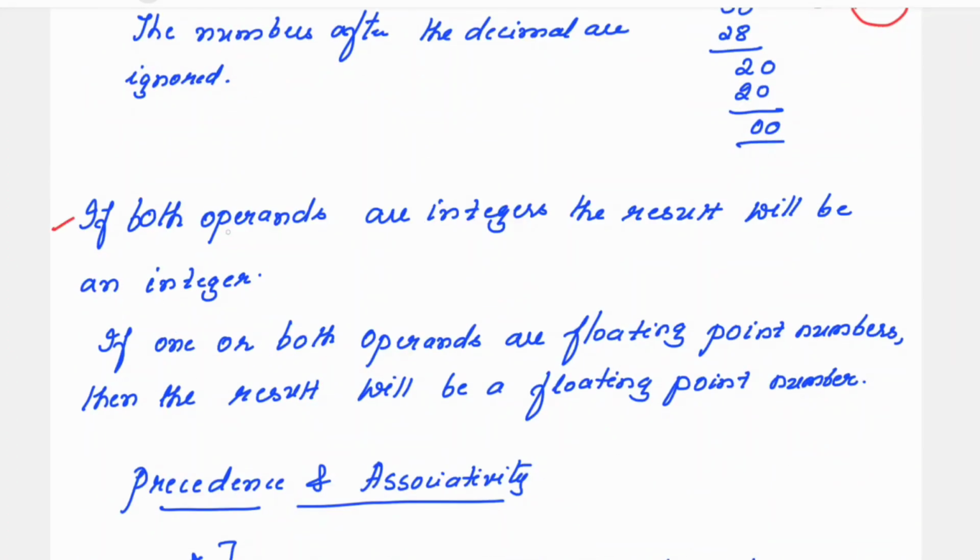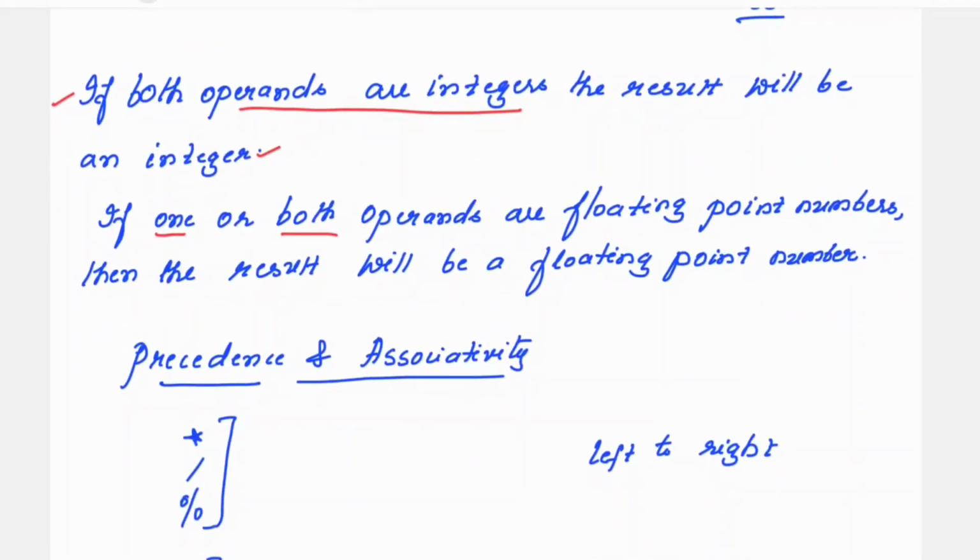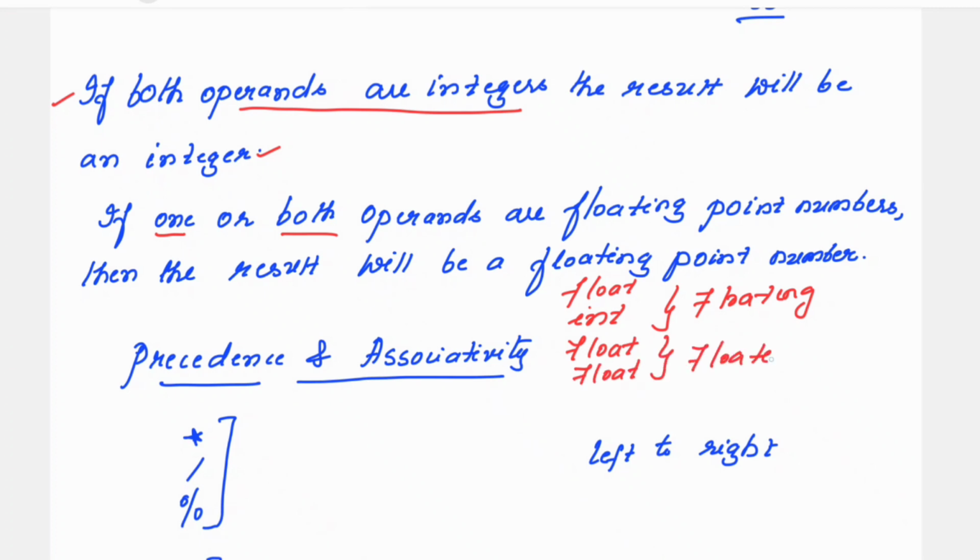So that is what I have written here. If both the operands are integers, then the result will be an integer. If one or both operands are floating point numbers, then the result will be a floating point number. In case you are declaring one operand as float and another as int, and you try to perform the division operation, then the result will be a floating point number. In case you have both the operands as float, then definitely the result will be a floating point number.